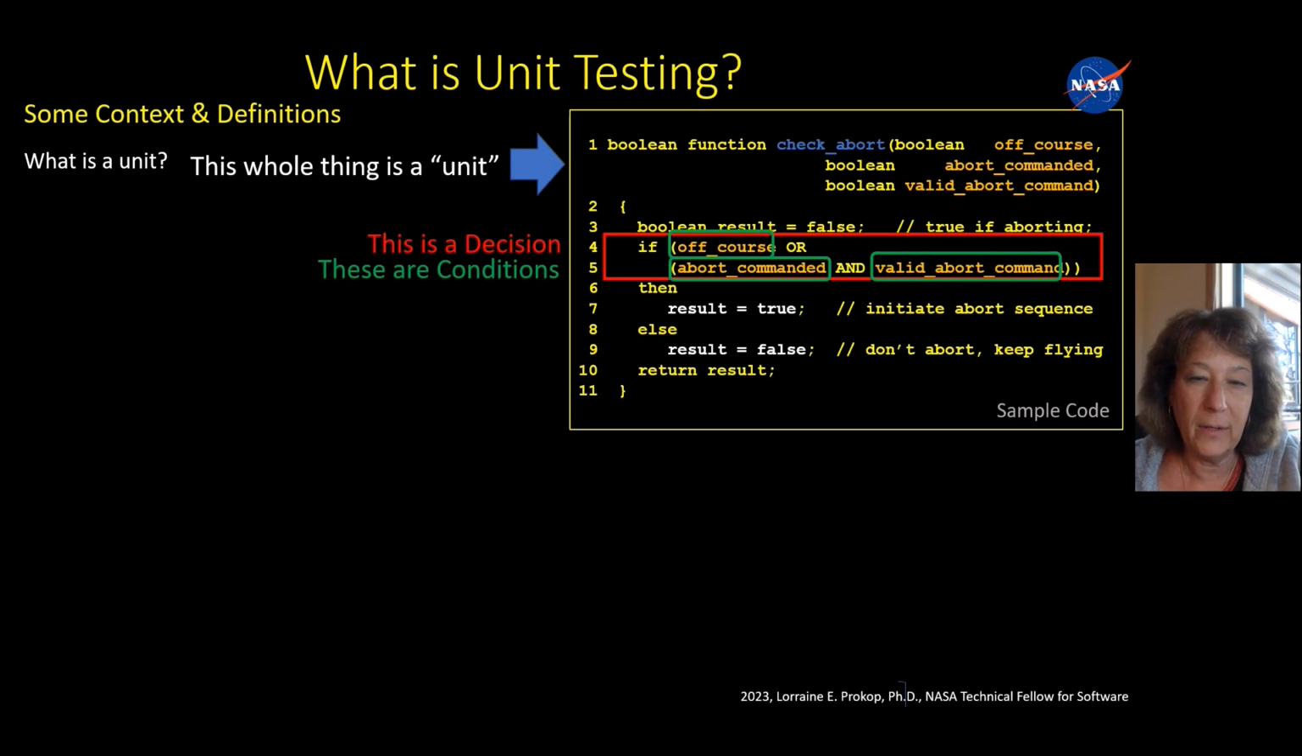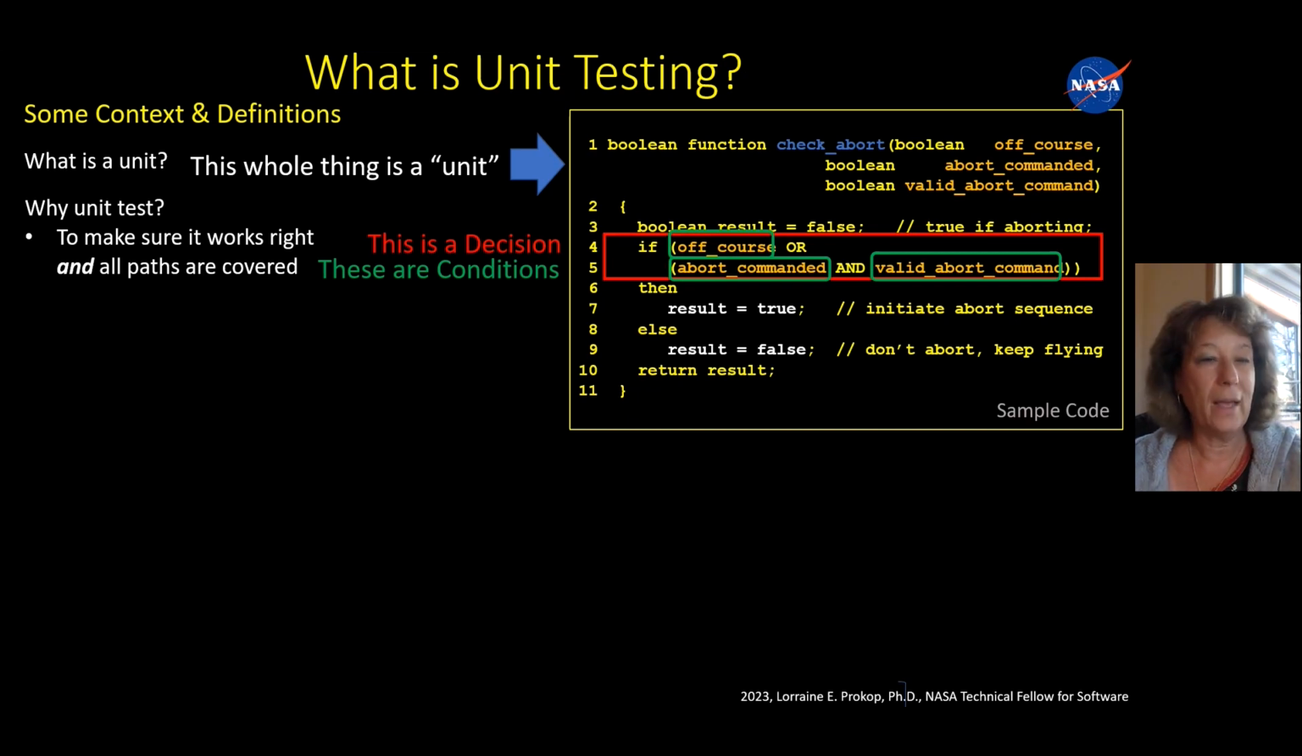The thing I have in red is a decision, and the individual elements of that decision are conditions. They all evaluate to true or false. I'm going to be going through the paths through that when I talk about unit testing, so it's good to know the terminology.